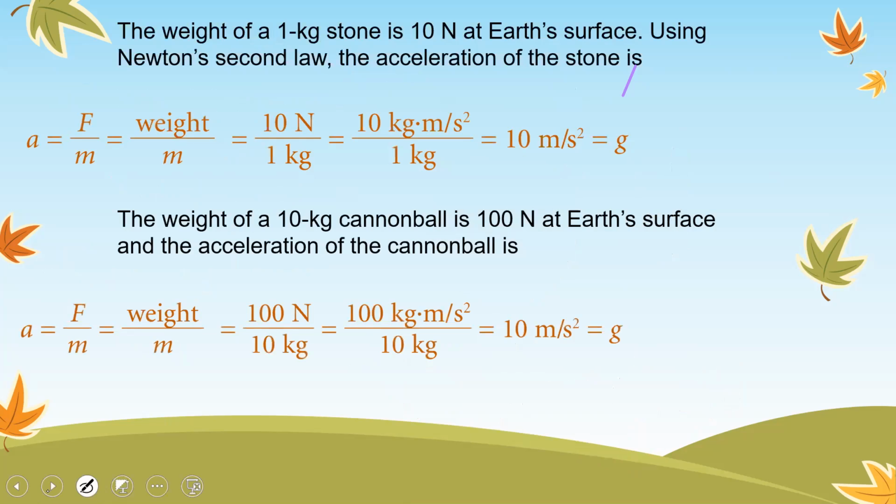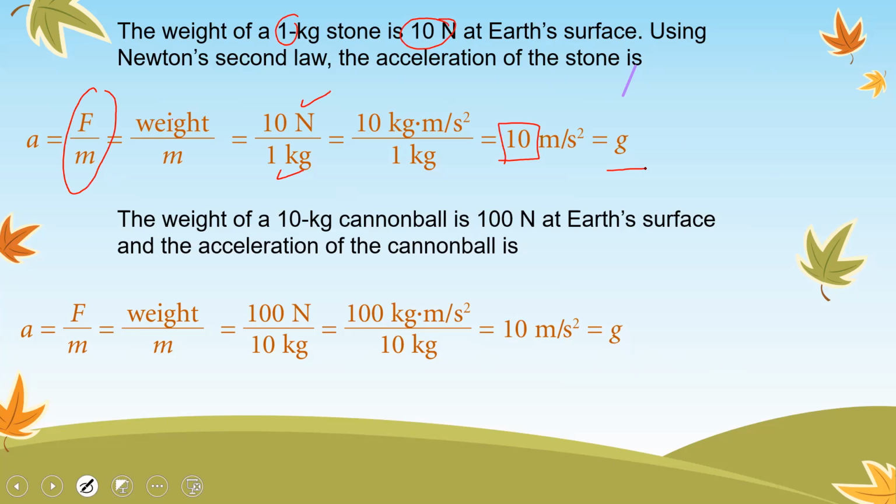Let's have an example here. The weight of a 1 kilogram stone is 10 Newton at Earth's surface. Using Newton's second law, the acceleration will be: they told me that the force is 10 and the mass is 1, so let's find the acceleration. The acceleration is F over m, weight over mass. The weight is 10, the mass is 1. So 10 over 1 is 10 meters per second squared, which is the gravity.